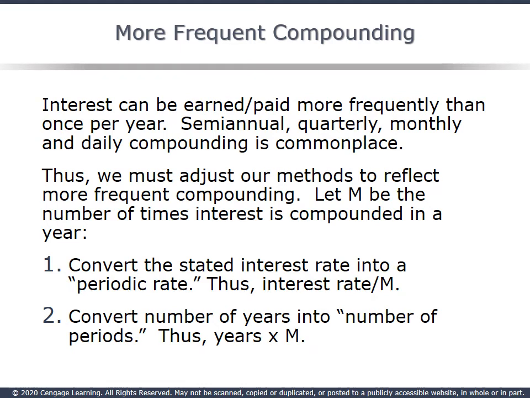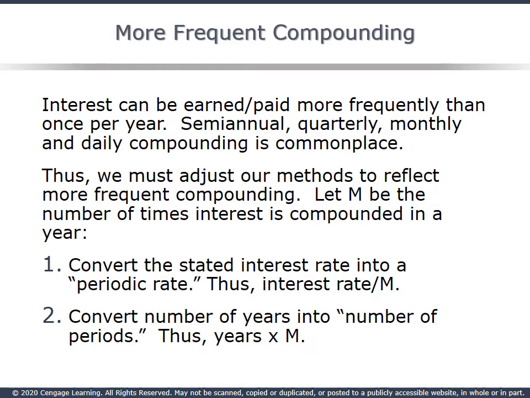All of the problems that we've worked thus far have assumed annual compounding, that the interest has been compounded only one time per year, annually. But certainly, interest can be earned or paid, compounded more frequently than just one time a year. Investments with semi-annual, quarterly, monthly, or daily compounding, that's commonplace. If we have a problem with more frequent compounding, then we have to adjust our methods.